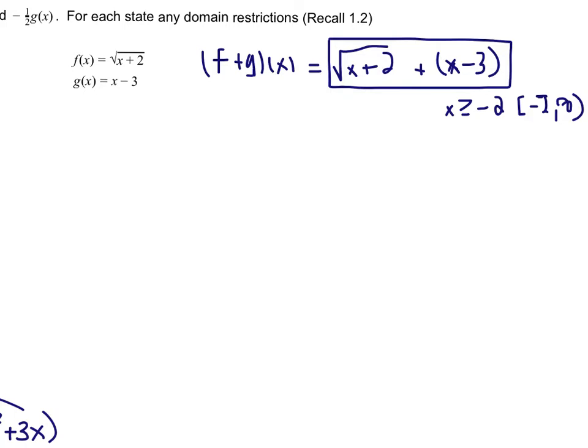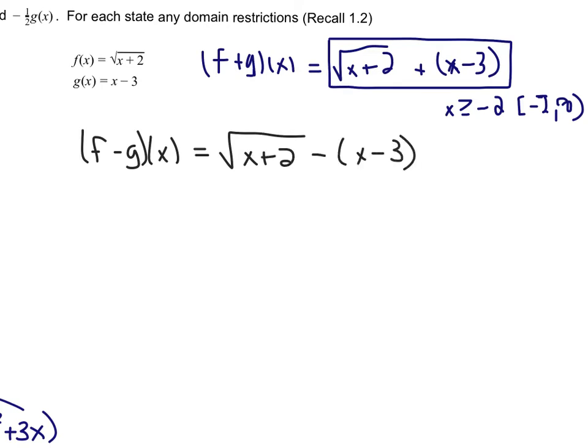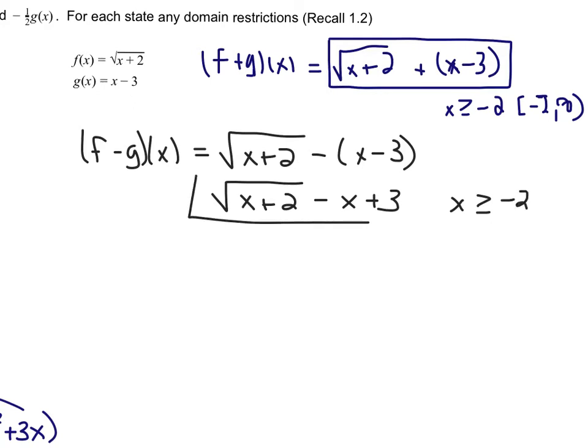Now, as far as the difference, when you subtract, same kind of problem persists. We have f minus g of x. We're going to have the f function, which is square root of x plus 2, minus the g function, which is x minus 3. Now, the only thing I can really do to this one is distribute that negative sign. So I get square root of x plus 2 minus x plus 3. Again, same domain, x greater than or equal to -2. But not much else I can do.